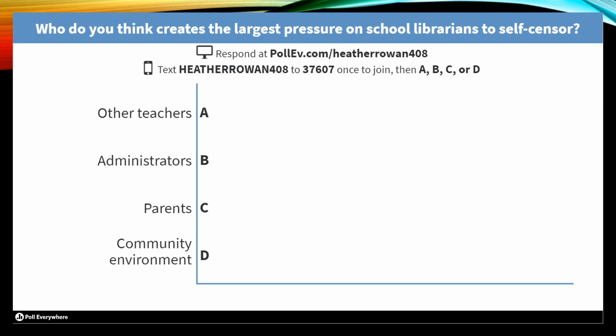But we know that there's a lot of pressure on the school librarian herself or himself to maybe not buy a particular book. So if you could whip out your phone again and let me know who you think creates the largest pressure to censor when you are displaying or purchasing, adding to your collection.